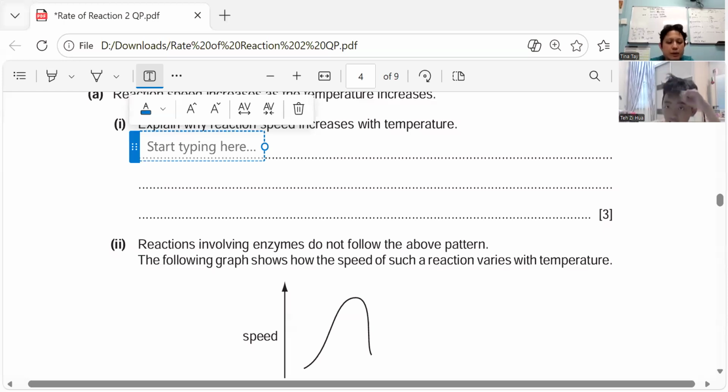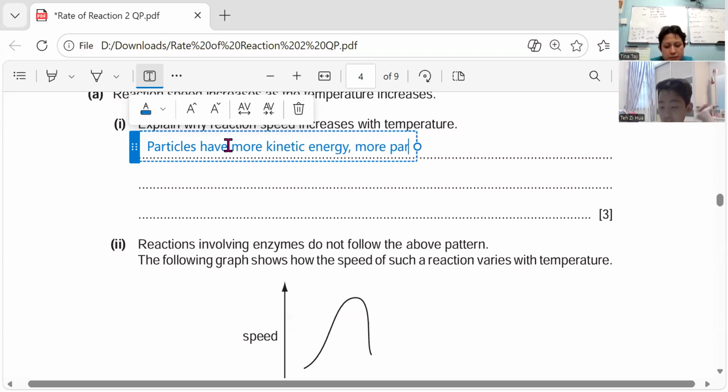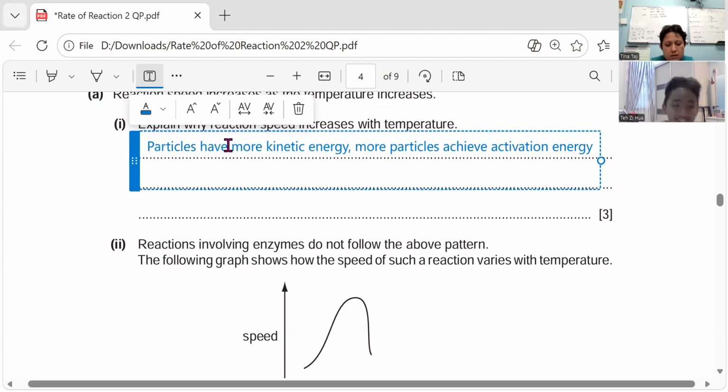Energy. Particles move faster, which means they have more kinetic energy. You just have to say particles have more kinetic energy, then more particles can achieve the activation energy when they collide, so more frequent effective collisions. Correct. These are all copied from my last week's notes. Never mind, this is how you're supposed to write. Higher rate of effective collision.